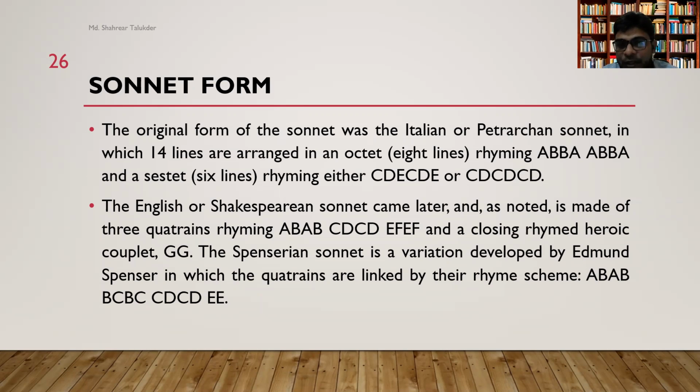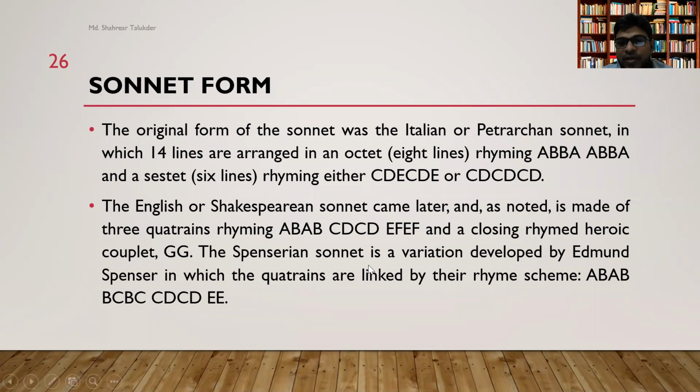They're not like the English rhyming pattern. I mean, in English, we have seen that the first quatrain, the second quatrain, and the third quatrain have a different rhyming pattern. And the last, we have a rhyming couplet, GG. But here, in the Petrarchan or Italian sonnet, the first 8 lines have a similar rhyming pattern, and the last 6 lines have a similar rhyming pattern.